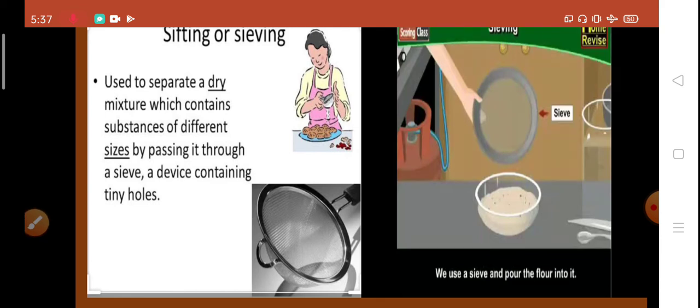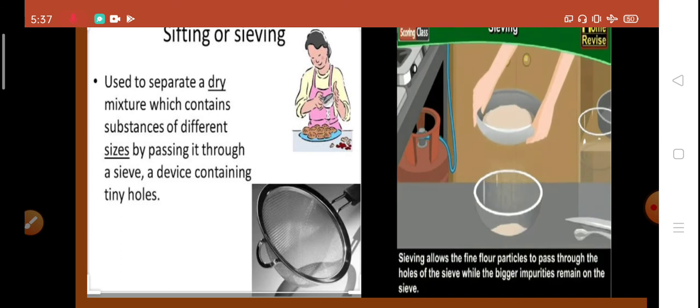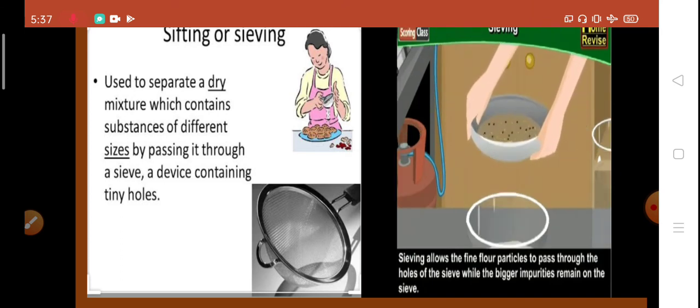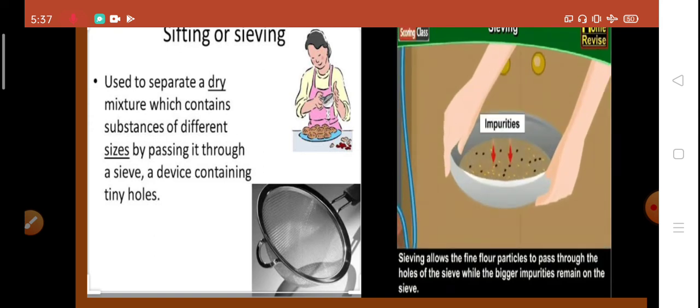In this, we are allowing the flour particles to pass through the holes of the sieve, and the bigger impurities remain on the sieve.